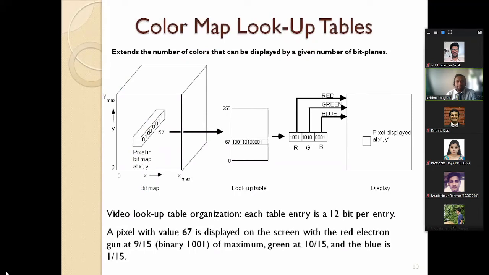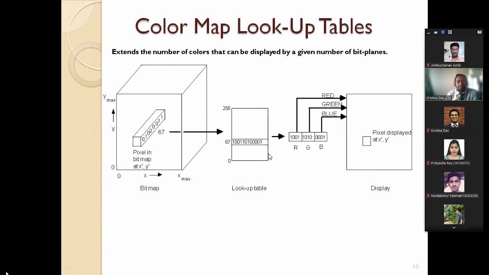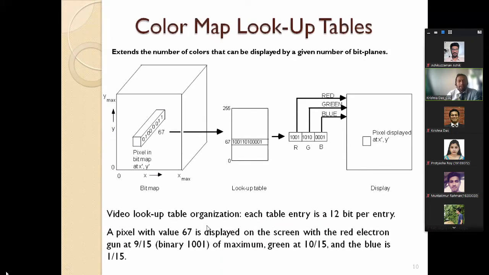A number can be given, and you need to convert that number into binary form, and in binary form you can distribute it according to the pixel that has been given. So maybe you would be given a pixel address, and maybe the value for the pixel, like 60, 80, 67 has been given.